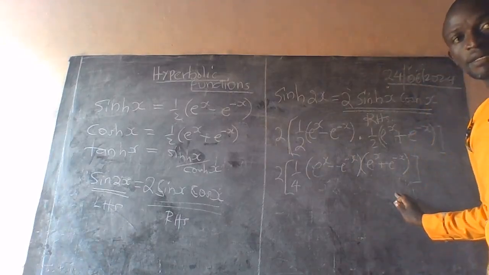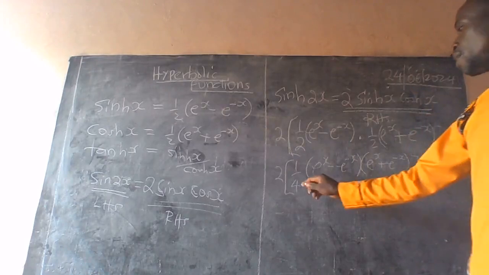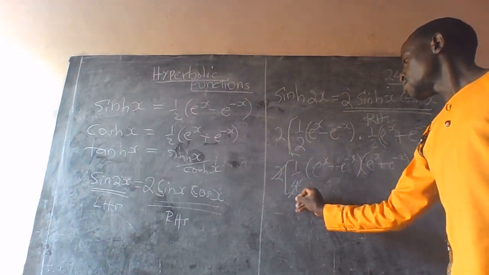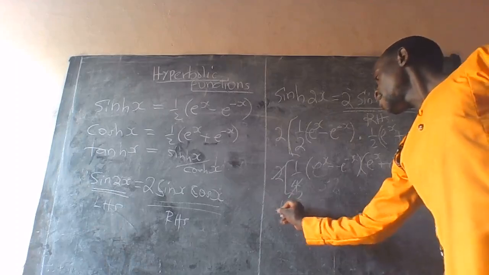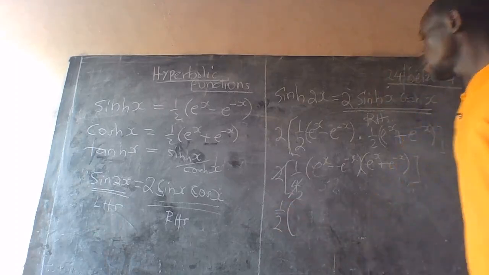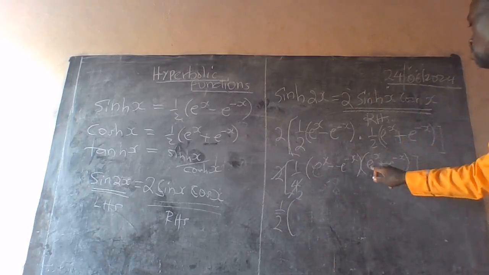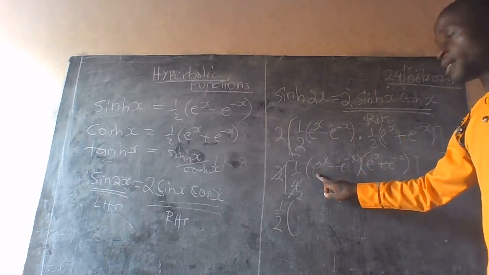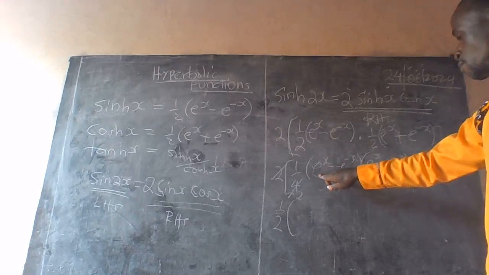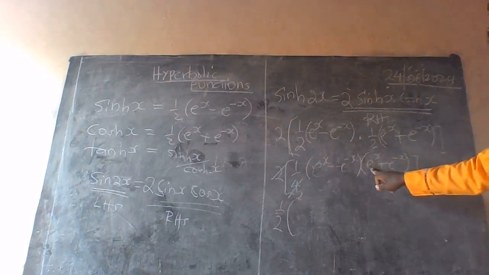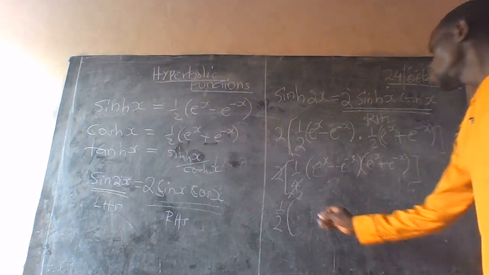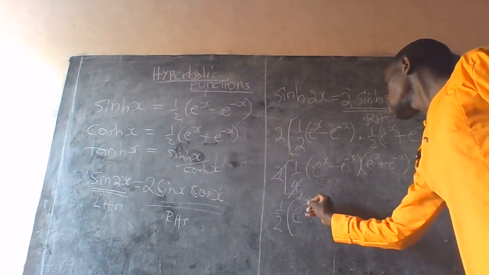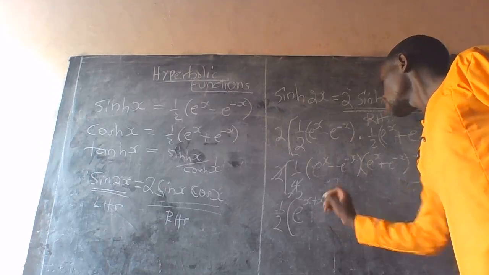Like that. That's how we write it. From there, we now see that this one can cross this one to give us a half. So we have a half here already. And then we multiply this by this. Exponential x multiplied by exponential x gives you exponential x plus x.